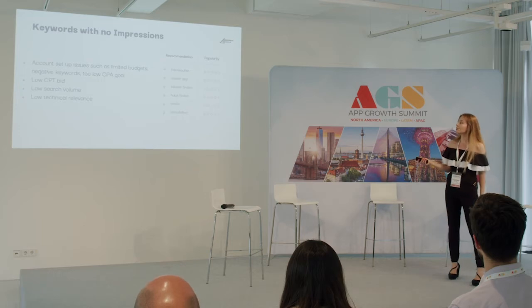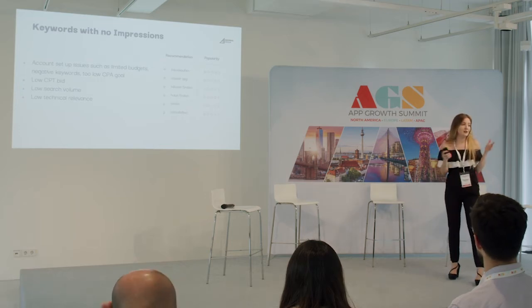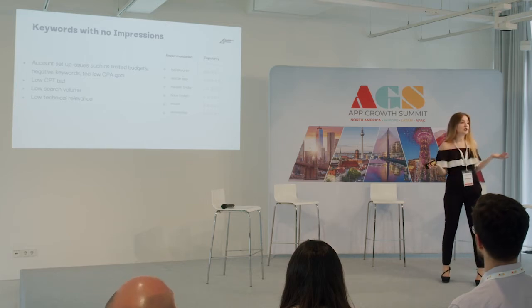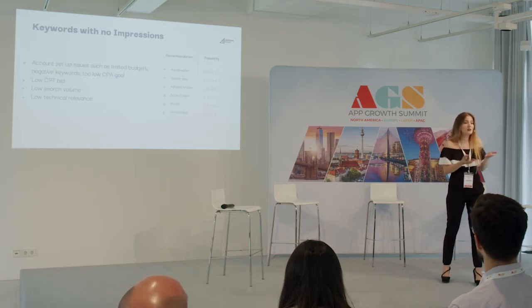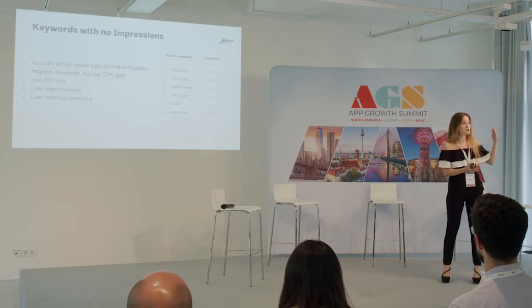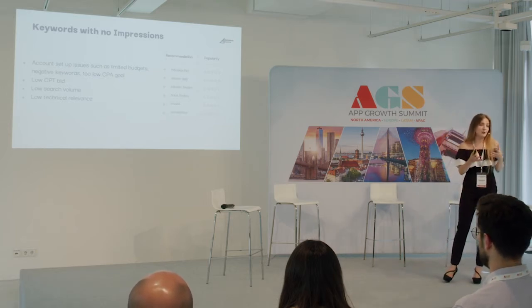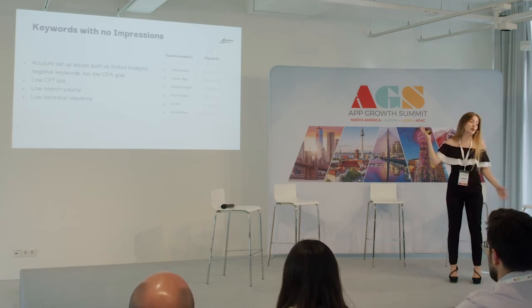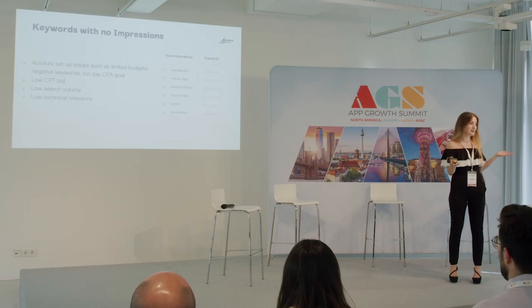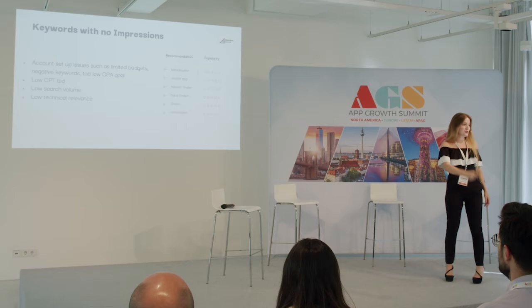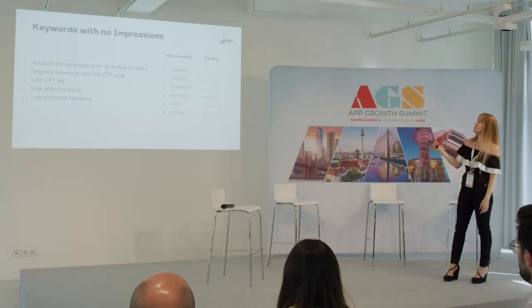The first thing that you need to consider is if your account is set up correctly. So if your daily budget of a campaign is 20 euro and you have 100 keywords, of course, not all of them would be able to get impressions. So you need to have a high daily budget for the keywords that you have in the campaign. You need to make sure that you haven't added them as negative, that's 100% by accident. And for the low CPA goal, I already mentioned it.